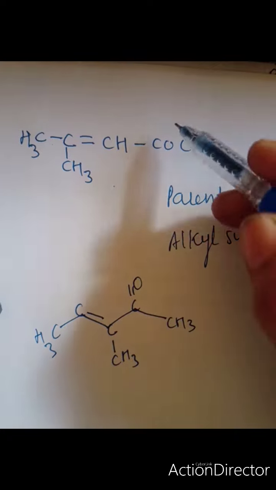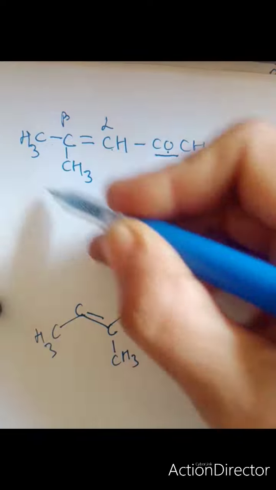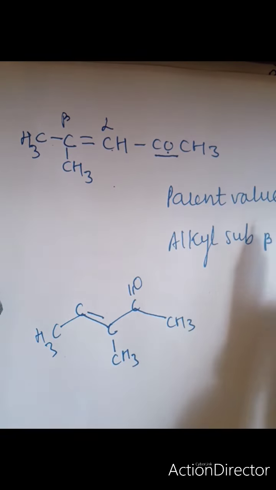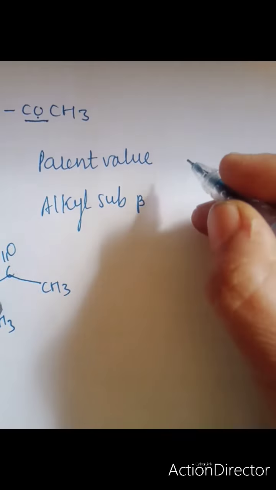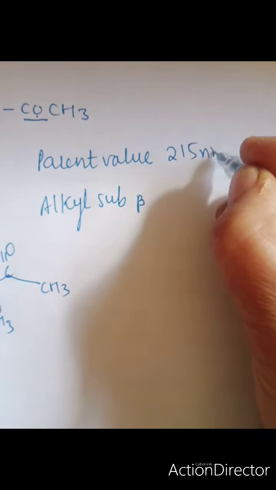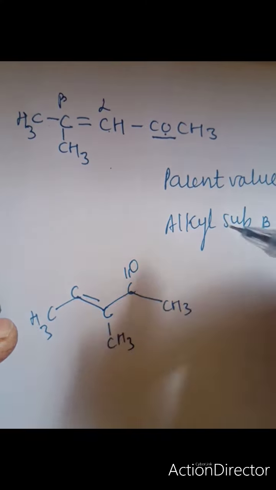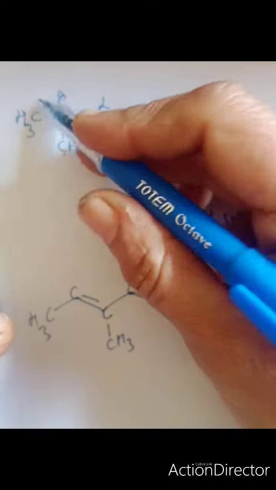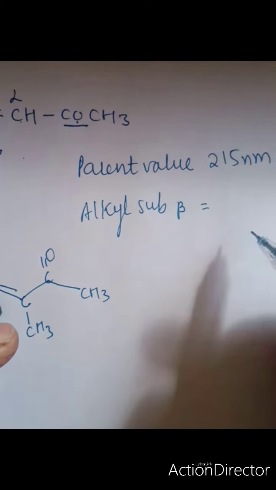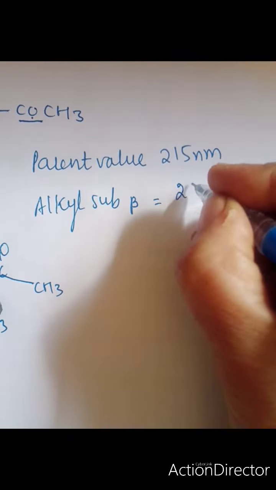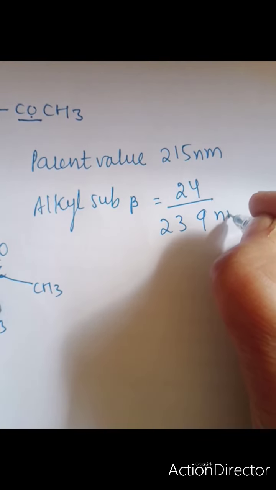Now let us try to solve a few examples related to this. So this is the example. This is the functional group. With respect to this functional group, this is alpha and this is beta. It is an acyclic open chain compound. So the parent value, in this case, I will be taking 215 nanometer. Alkyl substituent, if you see here, 2 alkyl substituents are there at beta position. So for beta position, the alkyl substituent value is 12. So here you will be taking 24. So you will be getting 239 nanometers.